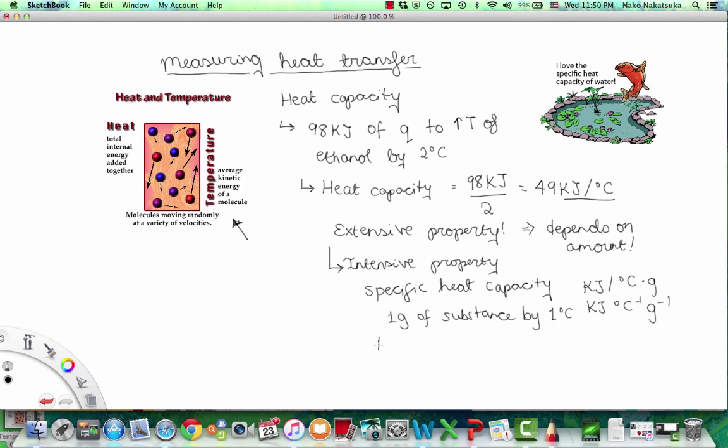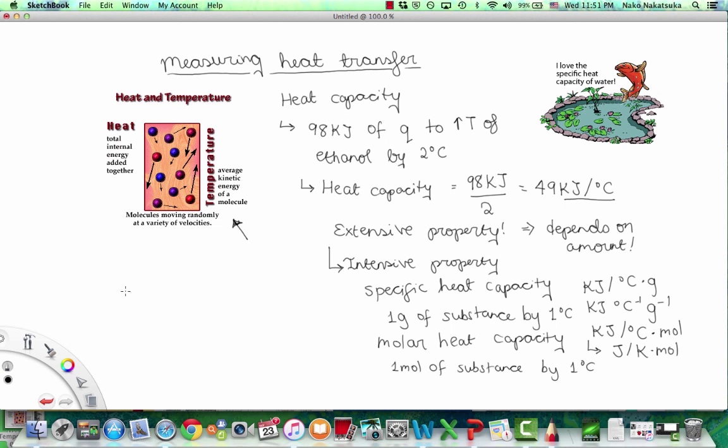We can also talk about molar heat capacity, which has the units kilojoules per degree Celsius per mole. More often it's written as joules per Kelvin mole, where Kelvin, remember, is degrees Celsius plus 273. That's just a conversion. So the molar heat capacity represents the heat required to raise the temperature of 1 mole of a substance by 1 degree Celsius.